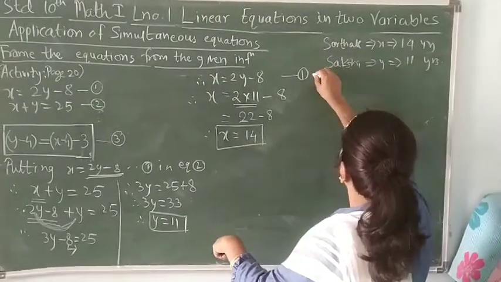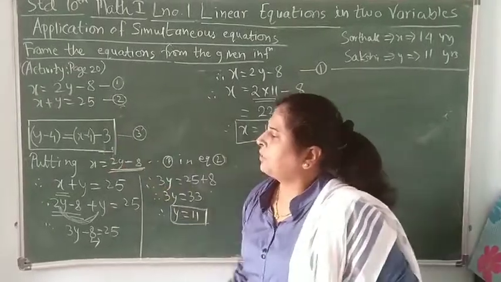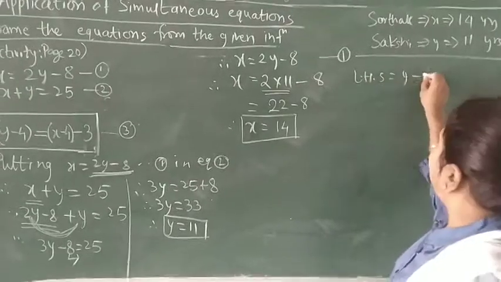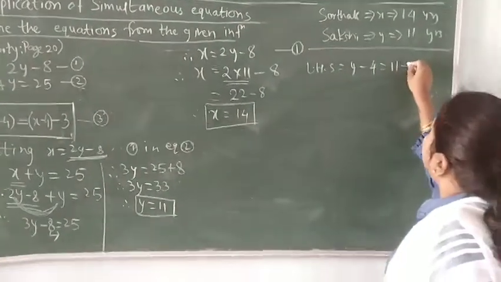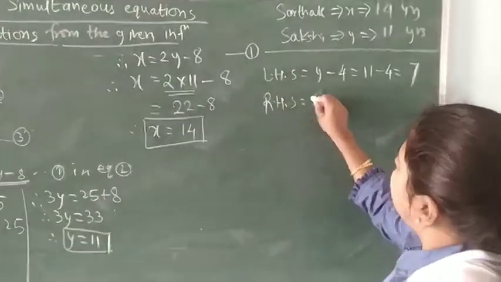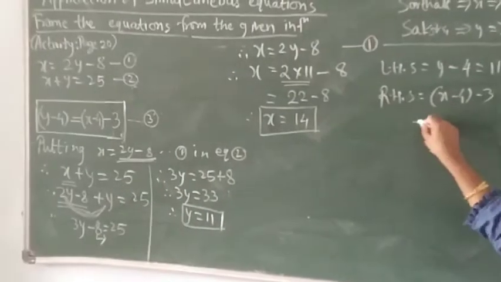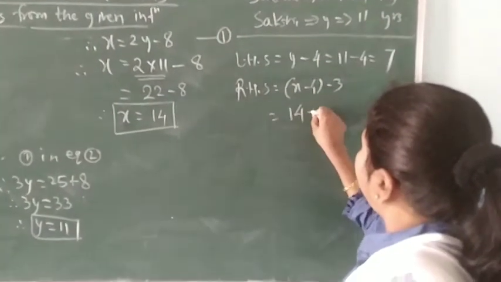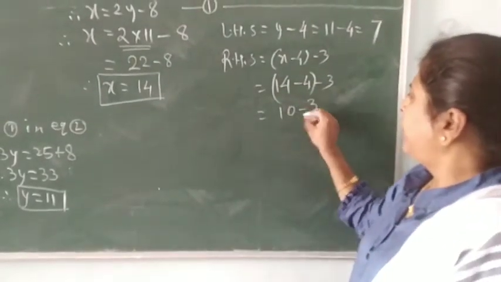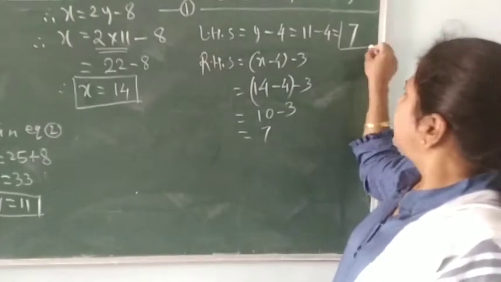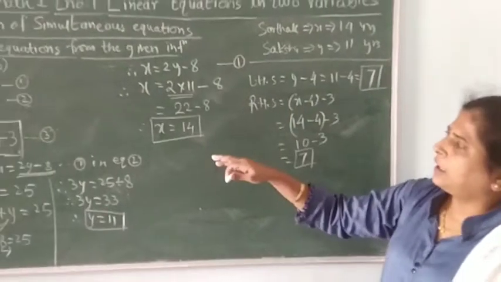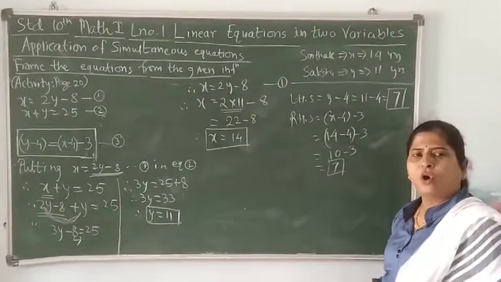Now how can you verify this information? From the third equation you can verify. What is your LHS in the third? This one, it is y minus 4. What is the value of y? 11 minus 4 is 7. And what is your right hand side? It is x minus 4 minus 3. The value of x is 14, so 14 minus 4 minus 3. 14 minus 4 gives 10, minus 3 is 7. So the left hand side and right hand side values are equal. It verifies that whatever values you have got are correct.